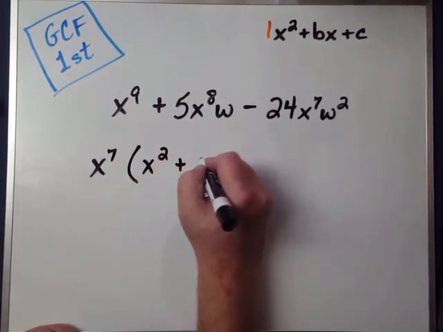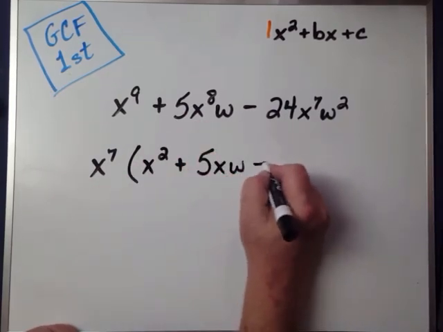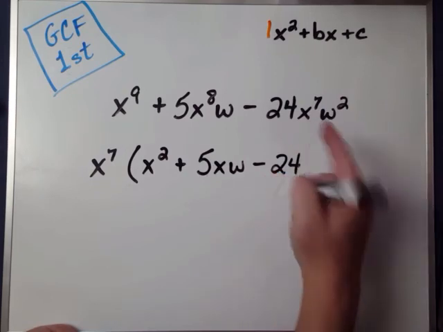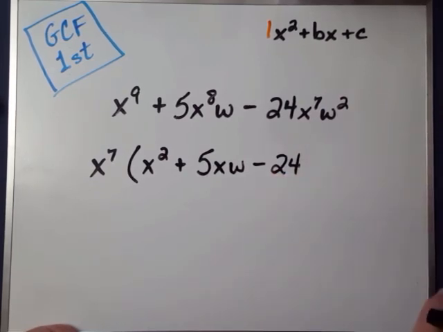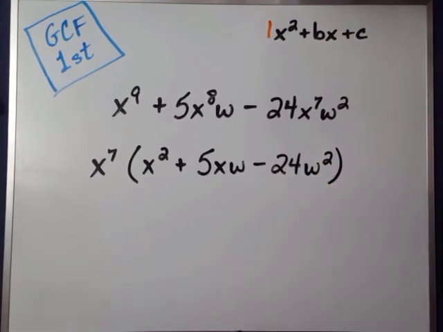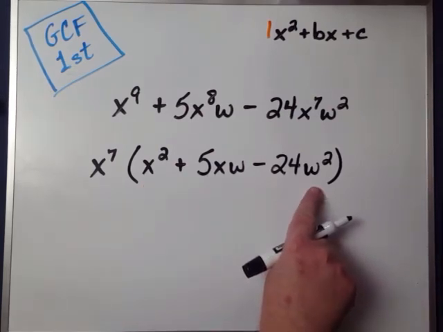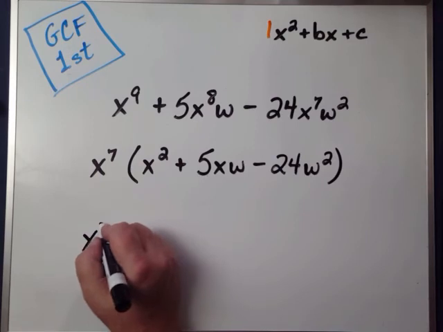X squared plus 5xw minus 24. I took all the x's out of that one. Took all 7. 24w squared. Now, will this factor any further? This trinomial might. Bring down your greatest common factor.